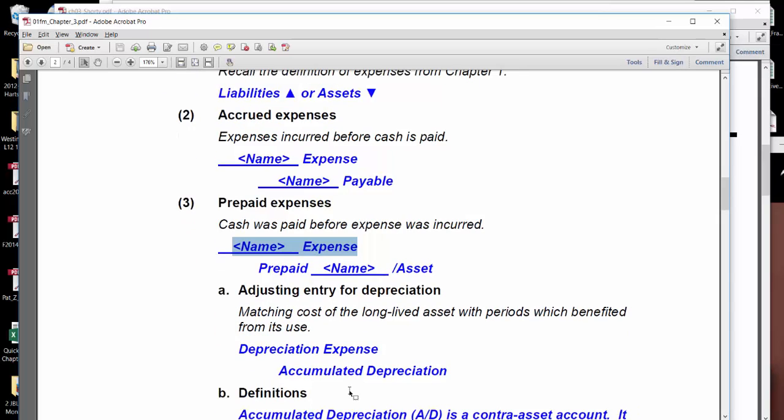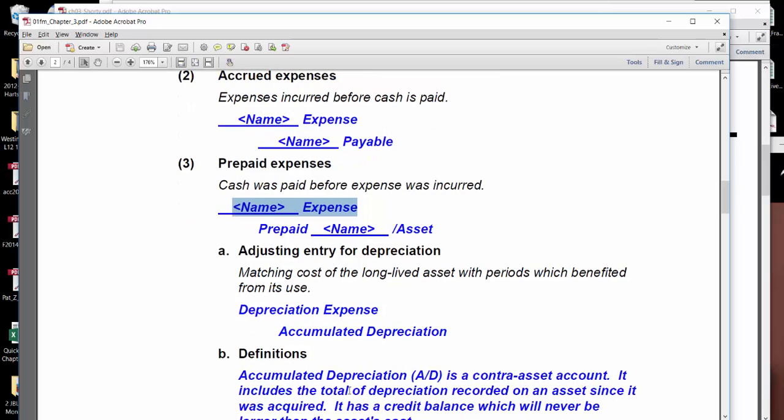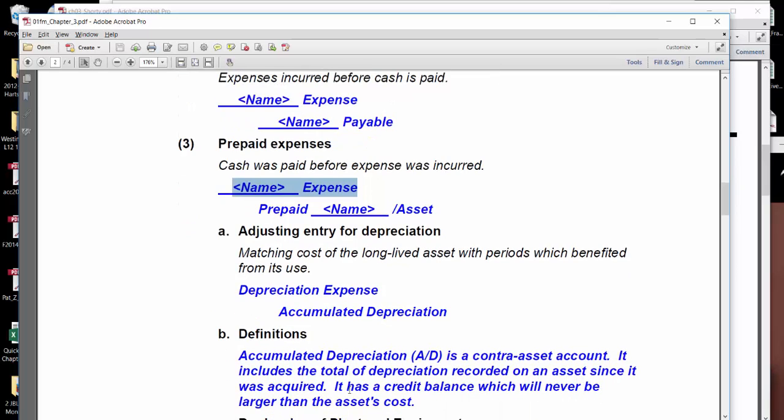Accumulated depreciation is a contra asset account, and it reflects all the depreciation we've recorded on an asset since it was acquired. Now we'll only do this with long-lived assets, so buildings, equipment, furniture, fixtures, vehicles, and that kind of thing, not supplies. And we won't say, for example, depreciation expense insurance. That just doesn't match. It only works with long-lived assets.